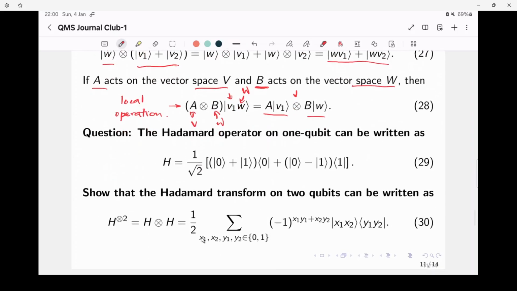So this is a very interesting question that I took from Nielsen and Chuang. Let's say the Hadamard operator on 1 qubit, you can write in this way. Show that your tensor product of Hadamard is equivalent to this summation. Probably I will just give 10 minutes for you guys to try before I go to the solution.